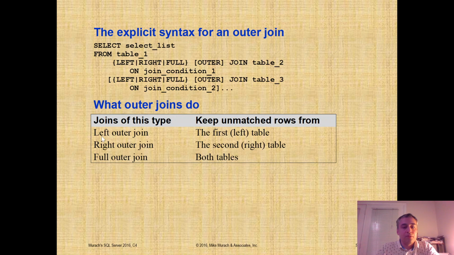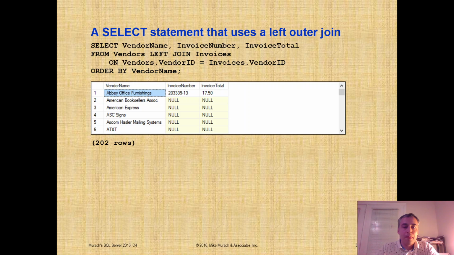Unlike join, left outer join keeps the unmatched rows from the left table, from the first table. Similarly, right join from the second right table. And full outer join keeps unmatched rows from each table and populates the missing values with null.